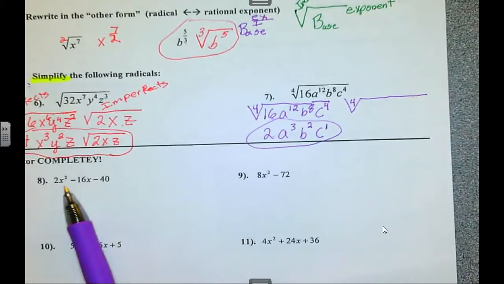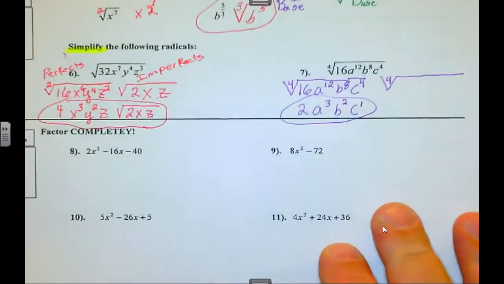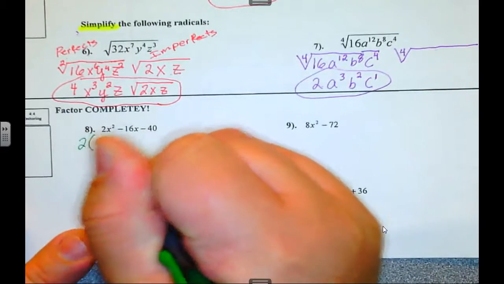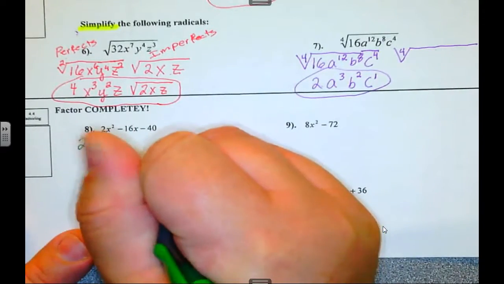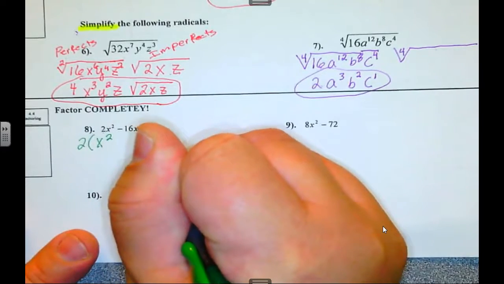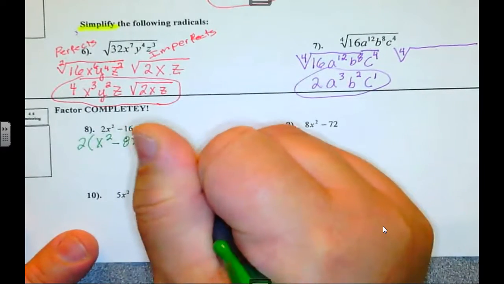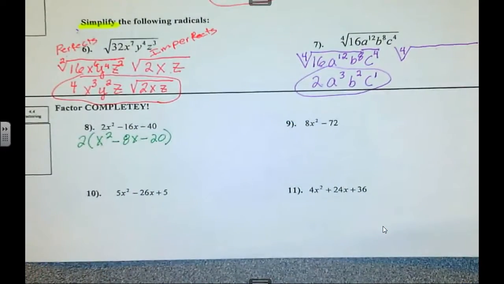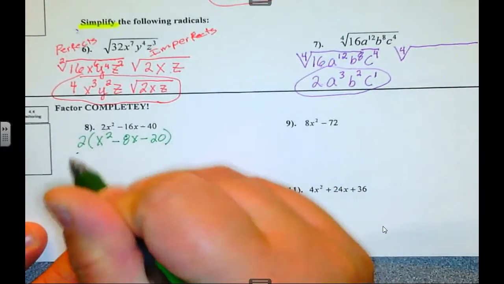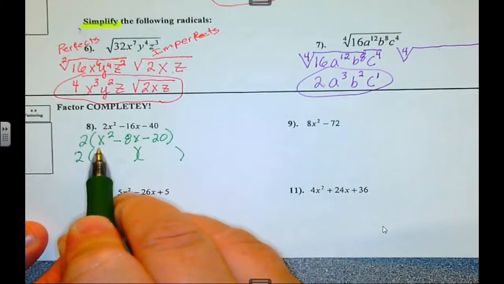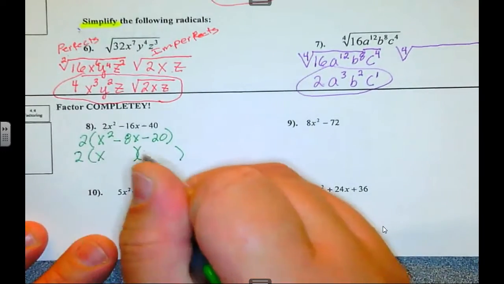Do I have any common factors in number 8? Yes. There's 2. 2x squared divided by 2 is x squared. Negative 16x divided by 2 is negative 8x. 40 divided by 2, 20. You wouldn't believe the strange answers I get. Just bring that 2 throughout the whole problem. There's only one way to get x squared. It's x times x.